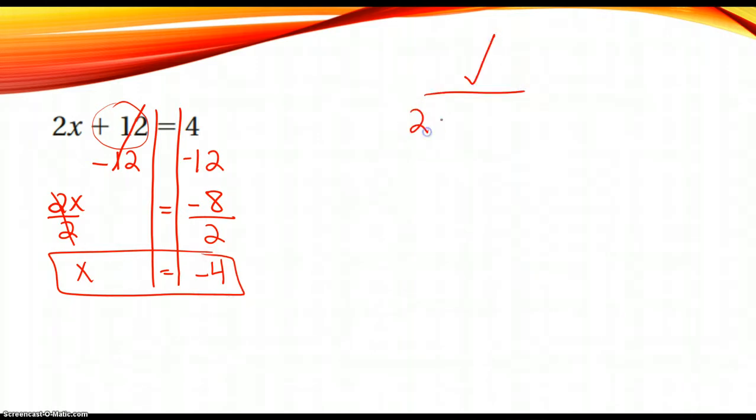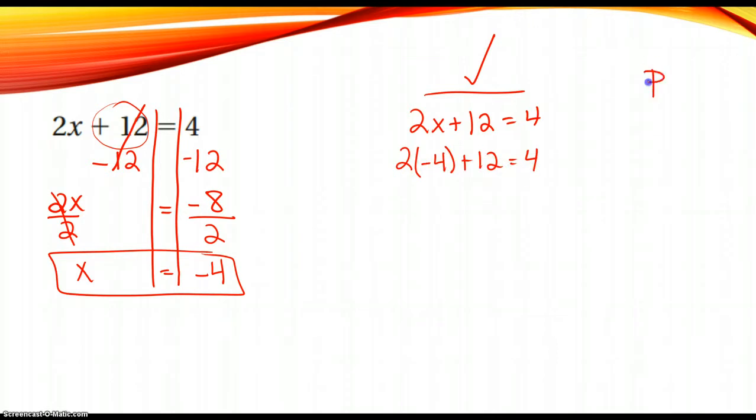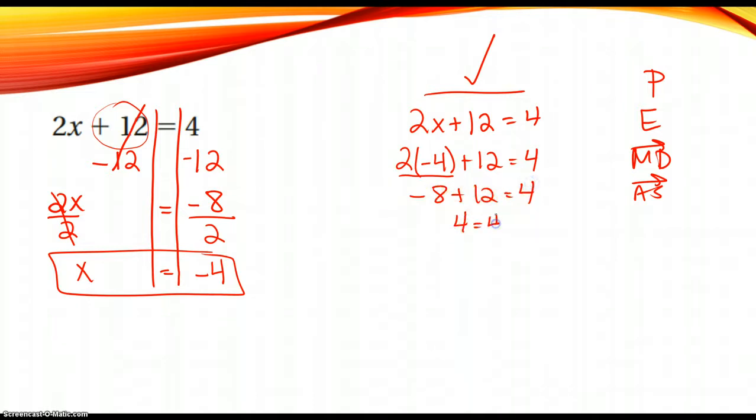We always start with our original problem, which is 2x plus 12 equals 4. Our next step is to plug in what we believe the value of our variable must be to make this equation true, which is 2 times negative 4 plus 12 equals 4. Now in this step, we're using our order of operations: parentheses, exponents, multiplication, division, addition, subtraction. Normally, it's going to be multiplication, division, addition, subtraction, so here we're going left to right. We multiply first. 2 times negative 4 is negative 8, plus 12 equals 4. Negative 8 plus 12 is 4, so 4 equals 4. So we know that x does equal negative 4.